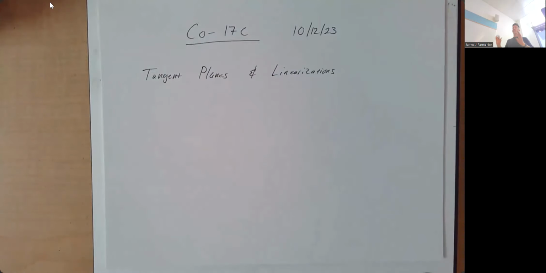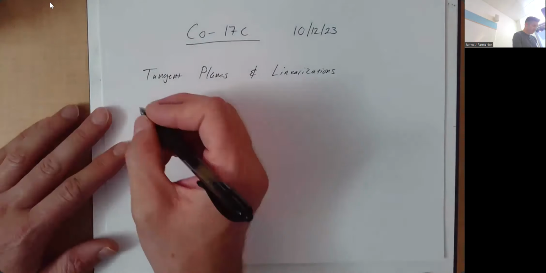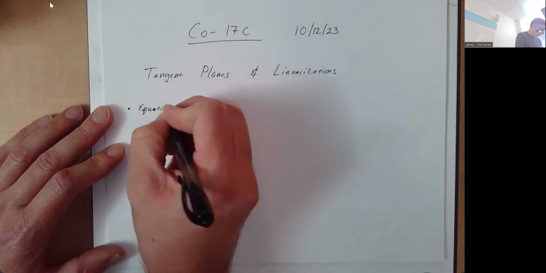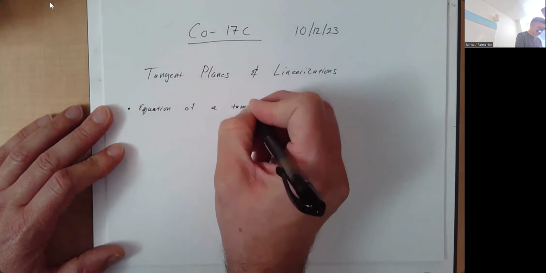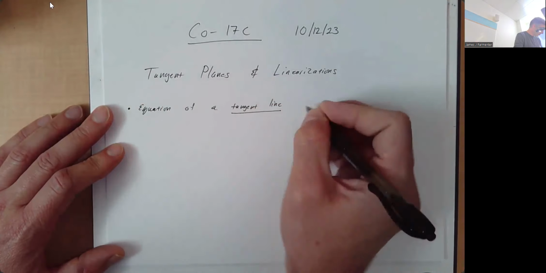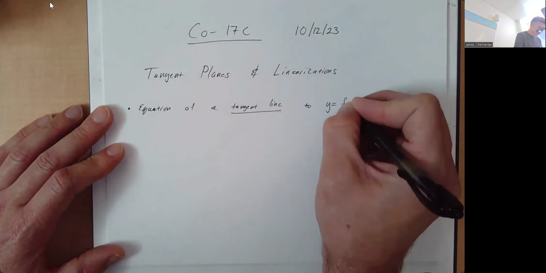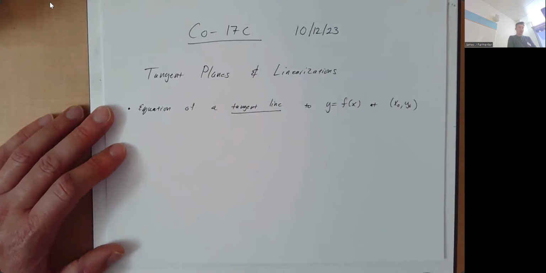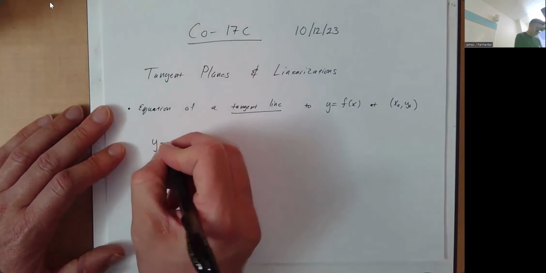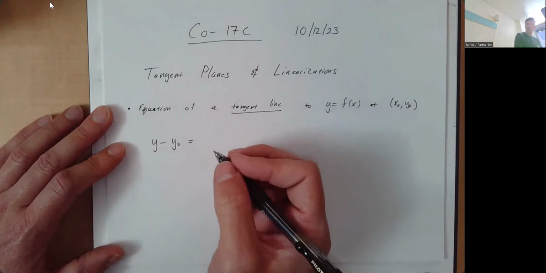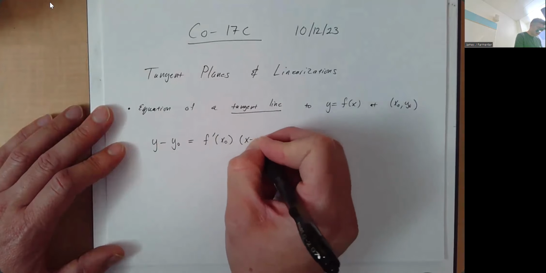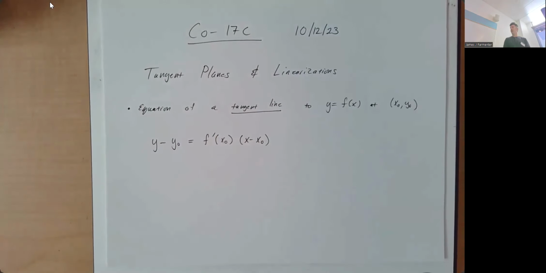So let's look back at an example from before. In 17A, if we wanted to find the equation of a tangent line to the function y equals f of x at the point x naught, y naught, we would have said y minus the y coordinate equals the slope, which is f prime at x naught, times x minus the x coordinate. And that's how you could find the equation of the tangent line. If you need to isolate y, you're certainly welcome to.